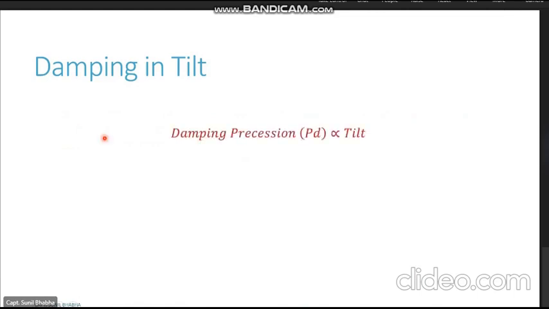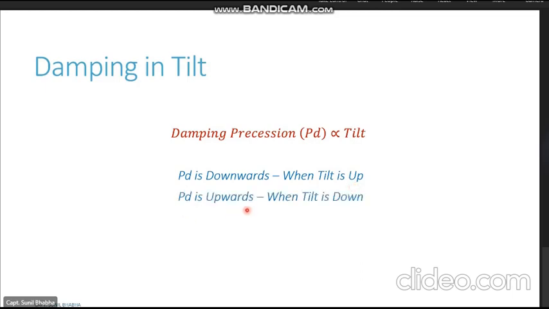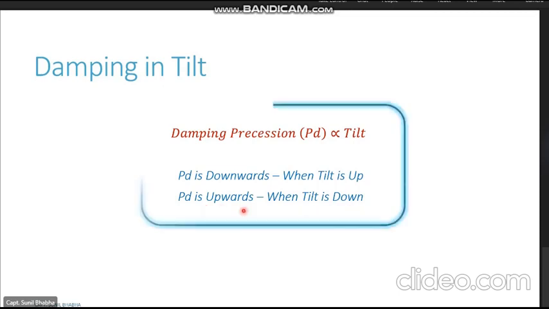Just to summarize, the damping precession PD is proportional to tilt. If there is no tilt, there is no damping precession. As the tilt increases, the damping precession also increases. And the damping precession is downwards whenever the tilt is up. Whenever the spin axis is above the horizon, the damping precession acts downwards, and the damping precession is upwards when the tilt is down. Whenever the spin axis is pointing below the horizon, the damping precession is acting upwards.